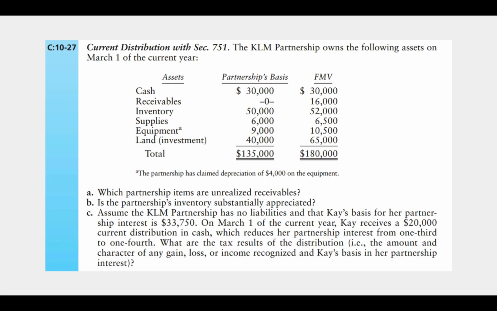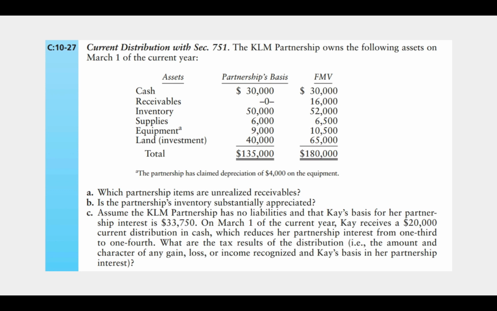Looking at problem 1027, we have the KLM partnership owning the following assets on March 1st of the current year. A, which partnership items are unrealized receivables? So we can see here that the receivables are obviously unrealized receivables because we have no basis in them. We also are going to have, in the equipment, some depreciation recapture.